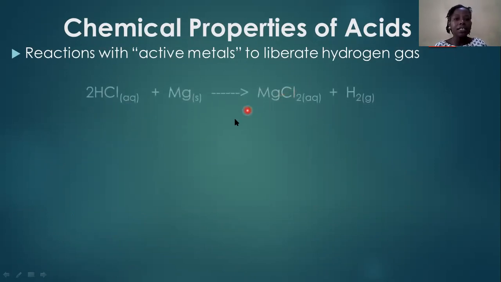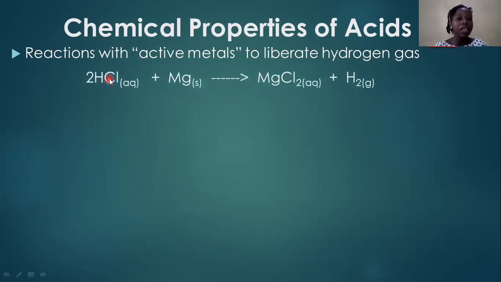Now, look at this example that I gave. This is hydrochloric acid, an acid, reacting with magnesium, Mg, to give you MgCl2 and give off hydrogen gas. So if, for example, another acid like H2SO4 should react with, let's say, sodium, it will give a salt and give off hydrogen gas.